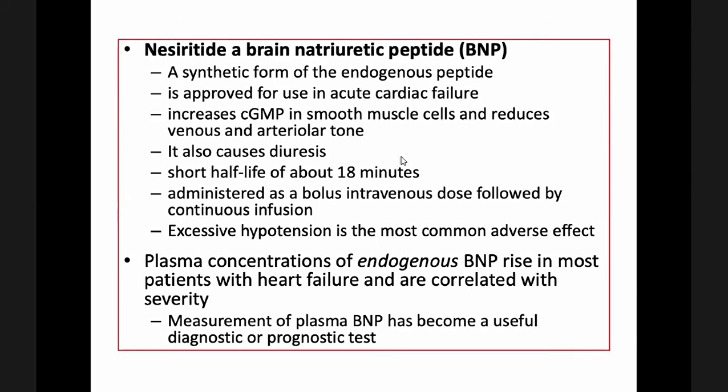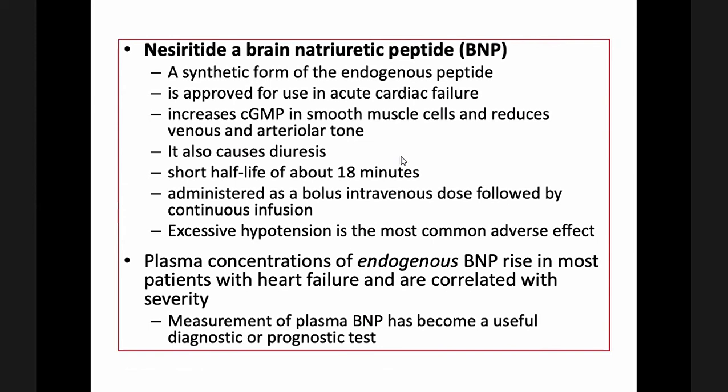Your nesiritide, brain natriuretic peptide, or your BNP. It is a synthetic form of the endogenous peptide and is approved for use in acute cardiac failure. It increases your cyclic GMP in the smooth muscle cells and reduces venous and arteriolar tone. It can also cause diuresis, but it has a short half-life of only 18 minutes.